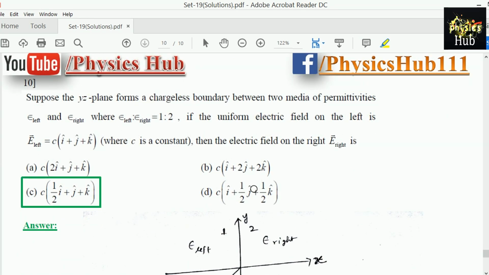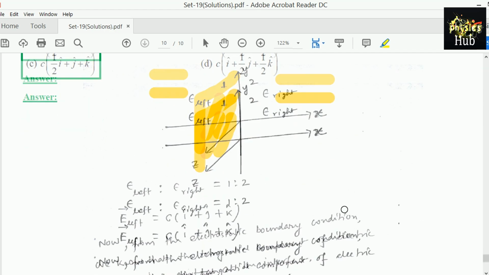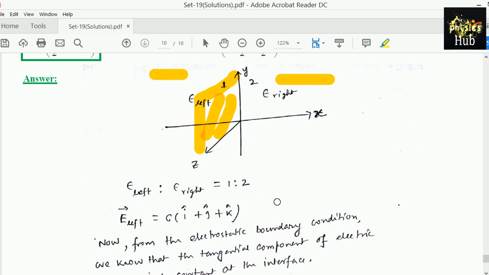Finally, question number 10. Suppose the YZ plane forms a chargeless boundary between two media of permittivity epsilon left and epsilon right, where epsilon left to epsilon right equals 1 is to 2. If the uniform electric field on the left is E left equals C into I cap plus J cap plus K cap, where C is a constant, then electric field on the right is. So this is the situation. This plane YZ is the boundary between the two media, and the ratio of the dielectrics is 1 is to 2. E left equals C into I cap plus J cap plus K cap.